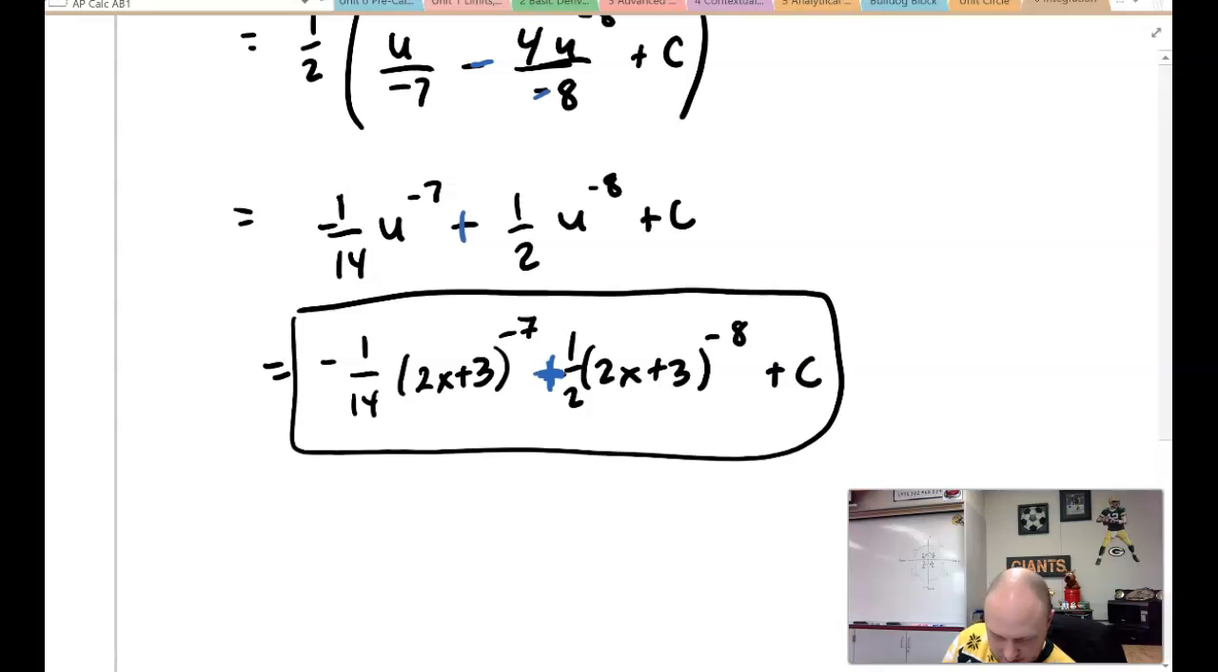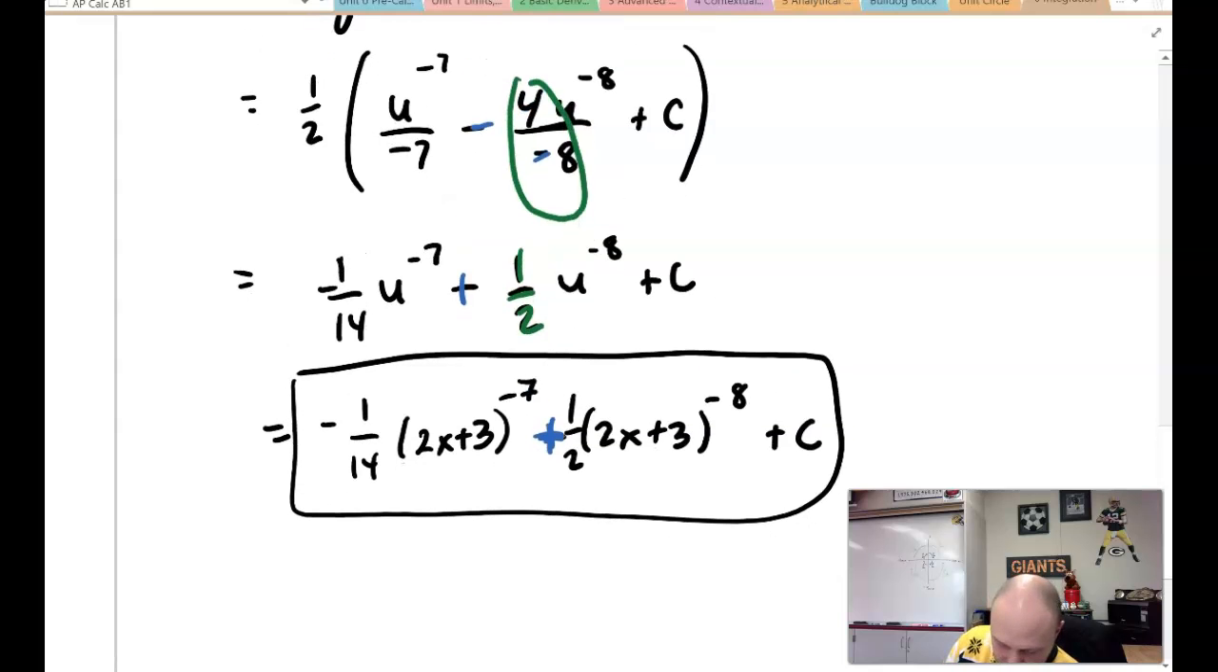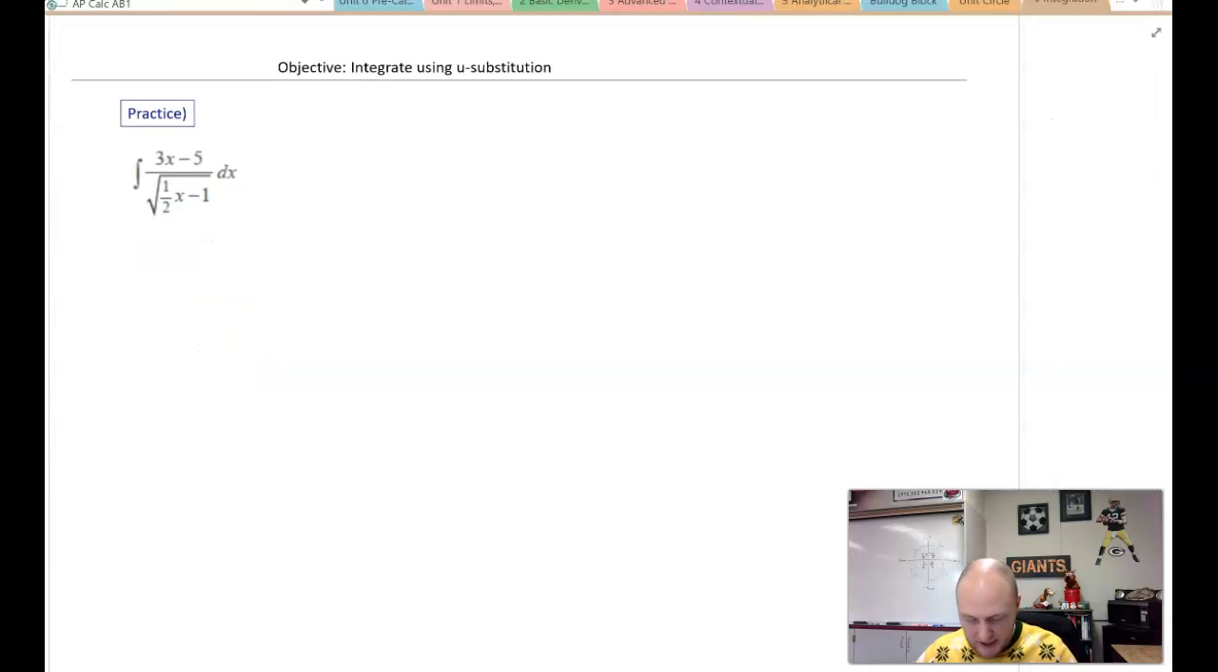Sorry, and I also forgot something else too. So this is the 1/2 here, but I also have this 1/2 times this 1/2. So this should be a 1/4. Okay. Good. All right. See, best to wait and simplify first, then distribute it. Okay. All right, so here's a practice one.